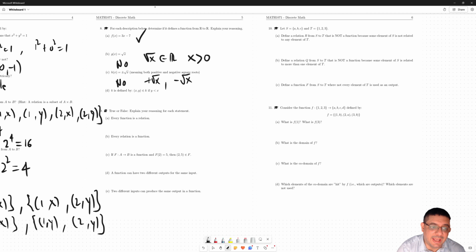Now, k defined by (x, y) belongs to k if y is less than x. This is a weird condition. And for a given x, there are going to be many different values of y less than x. And so the output's not going to be unique. So it's not a function.